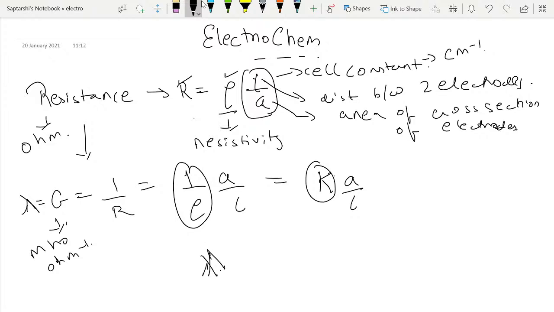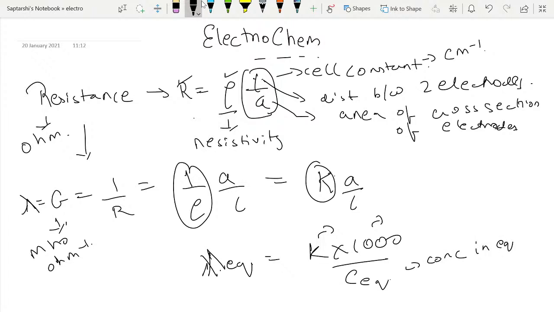So equivalent conductance lambda eq is equal to kappa into 1000 by C equivalent. Kappa is our conductivity, 1000 is just a factor which comes when we use the formula, and C eq is our concentration of the electrolyte in equivalents per liter. Okay, great.